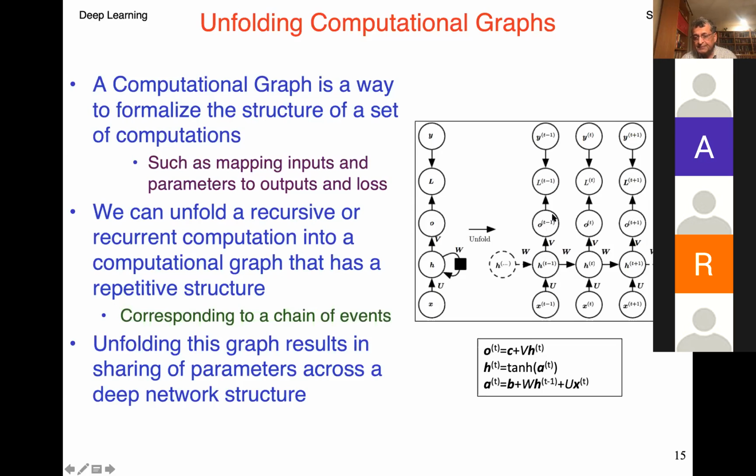And we are mapping what the model is outputting and saying, well, that should have been a certain German word. We compare the two and say, hey, there's a loss here. And then there is going to be a loss here, and a loss here. So somehow all these losses have to be handled: we have to compute derivatives and backpropagate them to update all the weights, W and V. So there's a lot of computation that needs to be done. We can unfold a recursive or recurrent computation into a computational graph that has repetitive structure corresponding to a chain of events. Unfolding this graph results in a sharing of parameters across a deep network structure.